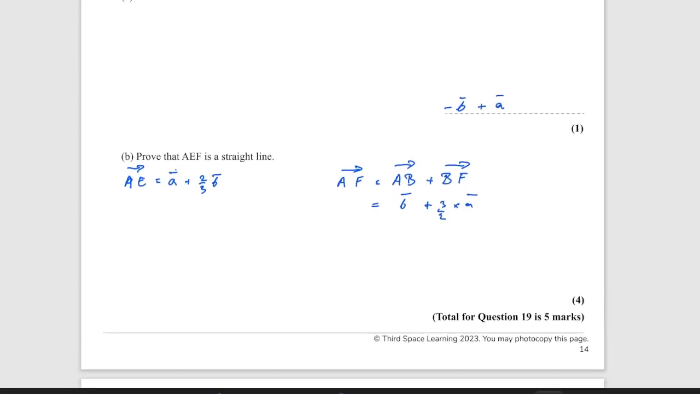So from that, I'm just going to write this the other way around. So 3 over 2 A plus B. And I'm going to try and take out 3 over 2 as a common factor. Well, not as a common factor. And then what would I need to times B by? I would need to times it by the reciprocal, so 3 over 2 B. So that's 3 over 2 times AE.